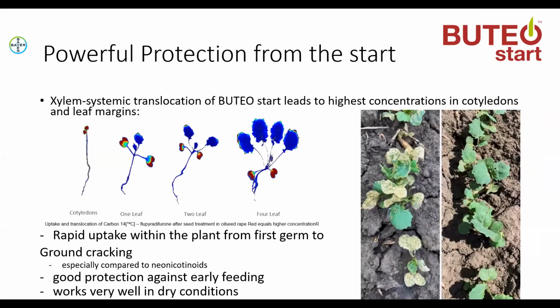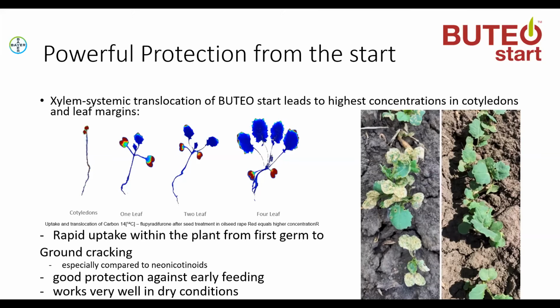Powerful protection from the start. So it's translocated into the plant, into the early cotyledons. So the rapid intake is from the first germination in the ground to the ground cracking. You're getting complete protection. You can see in the pictures there, you're getting the product working all the way up into that 4-leaf stage. So you're getting protection on flea beetles fairly far into that growing stage.